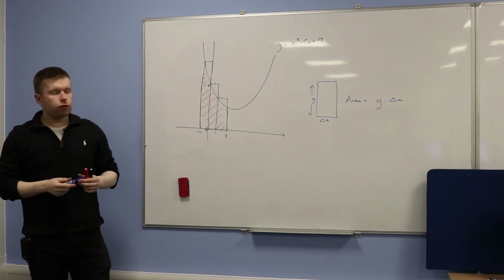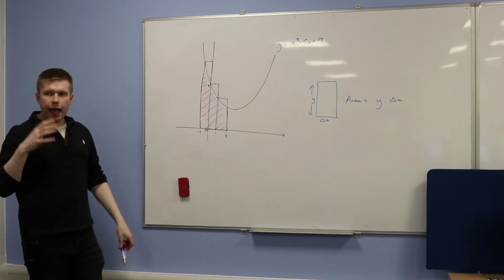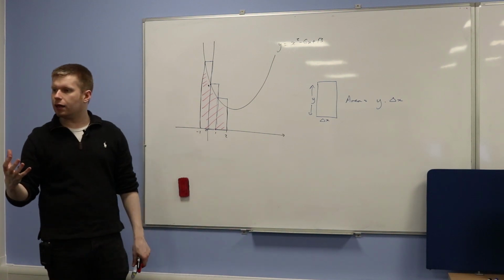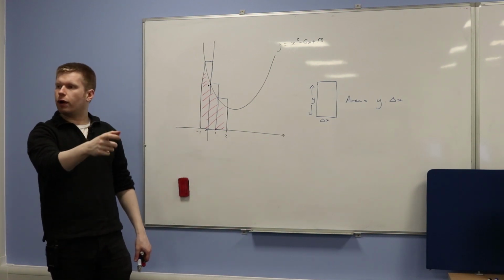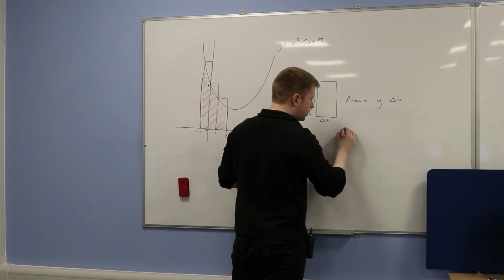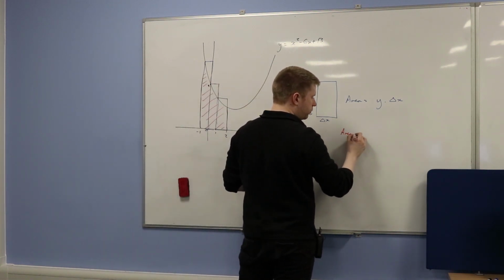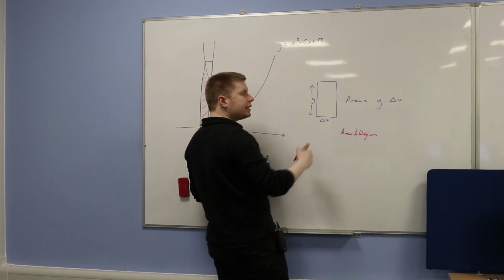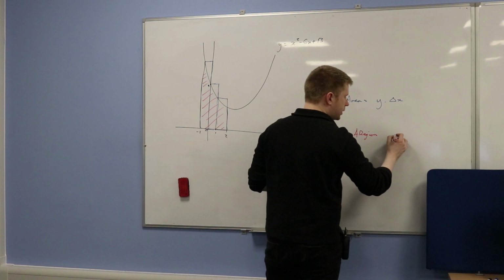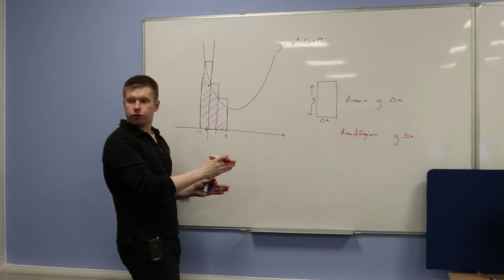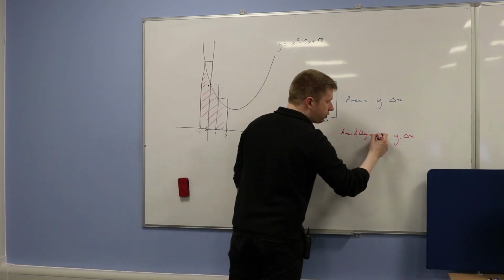Okay? Would you be happy then to find the area of the shaded region as best I possibly can? I'm going to add together all of these rectangles. So to find the area of the region, I'm going to take y and multiply it by dx for each of these individual ones, and I'm just going to add them all together.